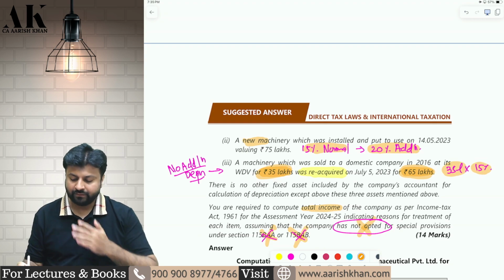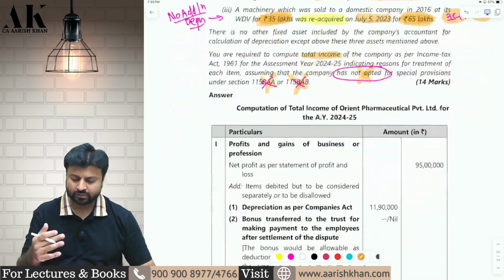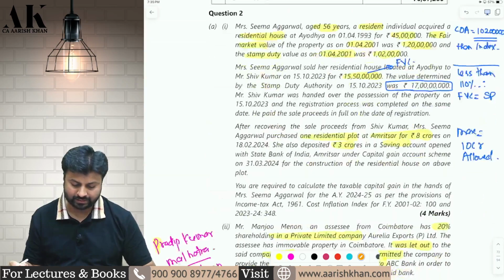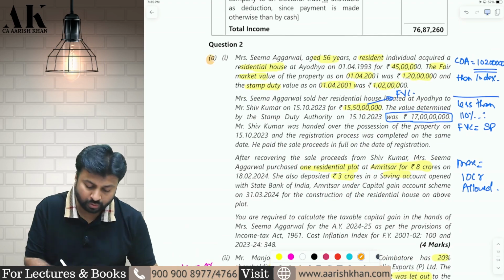On that you will claim 15% depreciation because the asset is put to use for more than 180 days. So this is how you will compute question number 1. Okay, a very simple question as such, nothing great in this. Now coming to question number 2, 2A subpart 1.